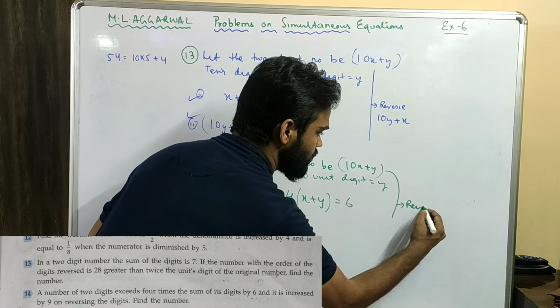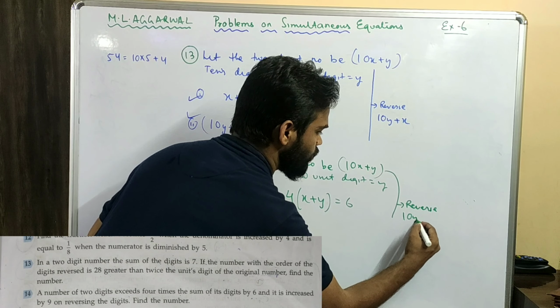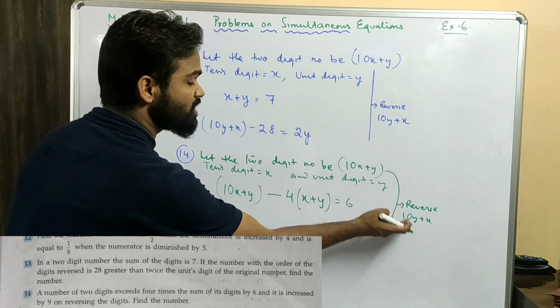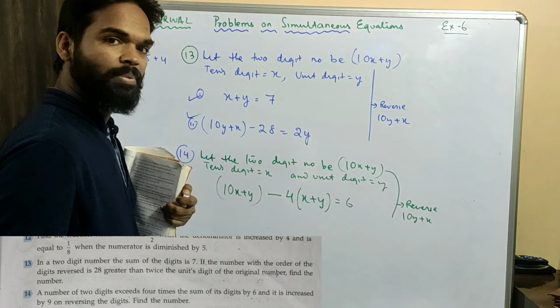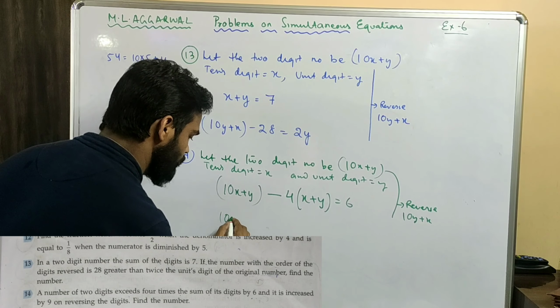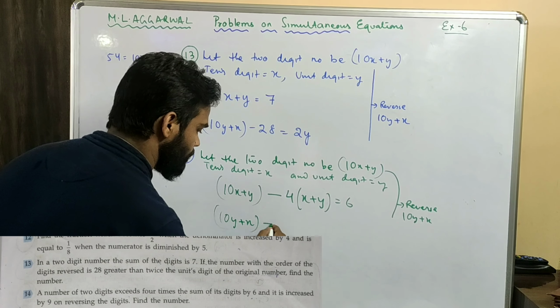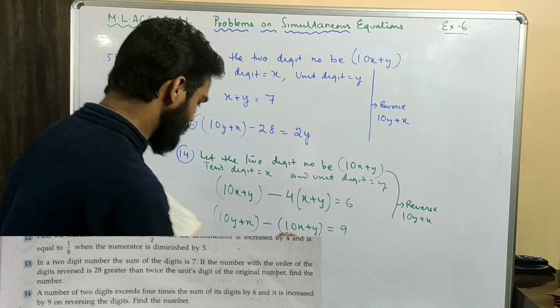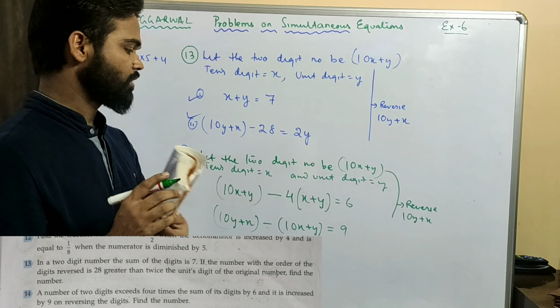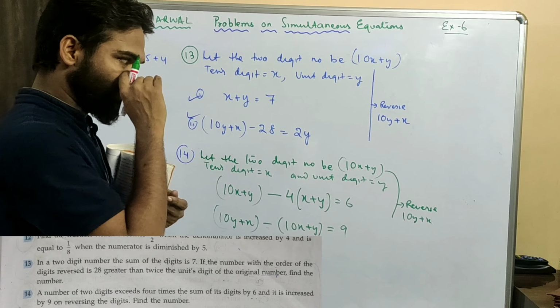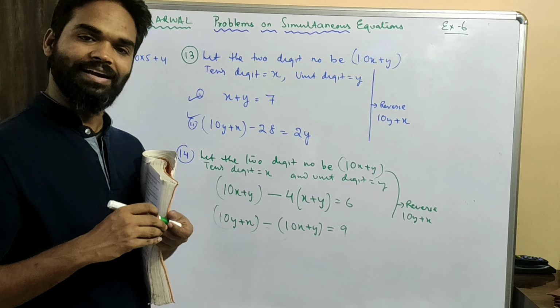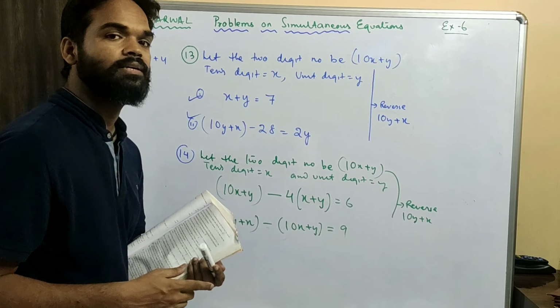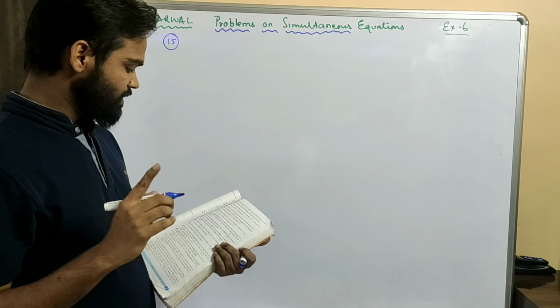On reversing, what will you get? 10y plus x. And this is 9 more than this number, which means the new number minus the original number will give you 9, isn't it? Yeah. Find the number. Solve it. Find x and y and put it over here. That will be your answer. Now we look at the next sum. Now look at sum number 15.